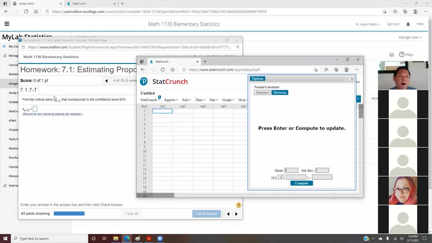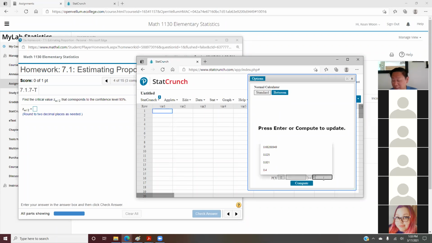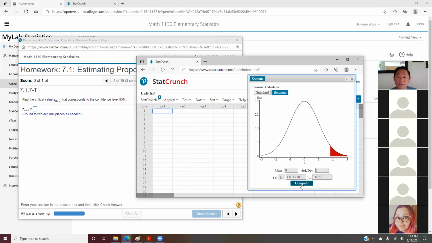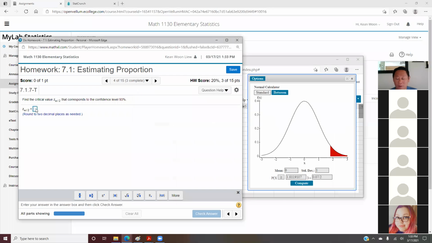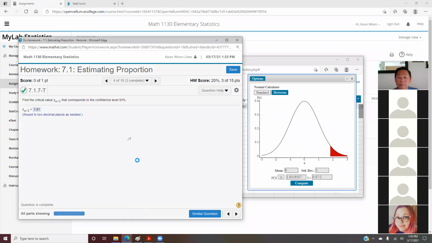Anyone know what alpha is in this case? 0.07. But you have to divide by 2. So your answer in this case is 1.81. Okay. You guys all right?